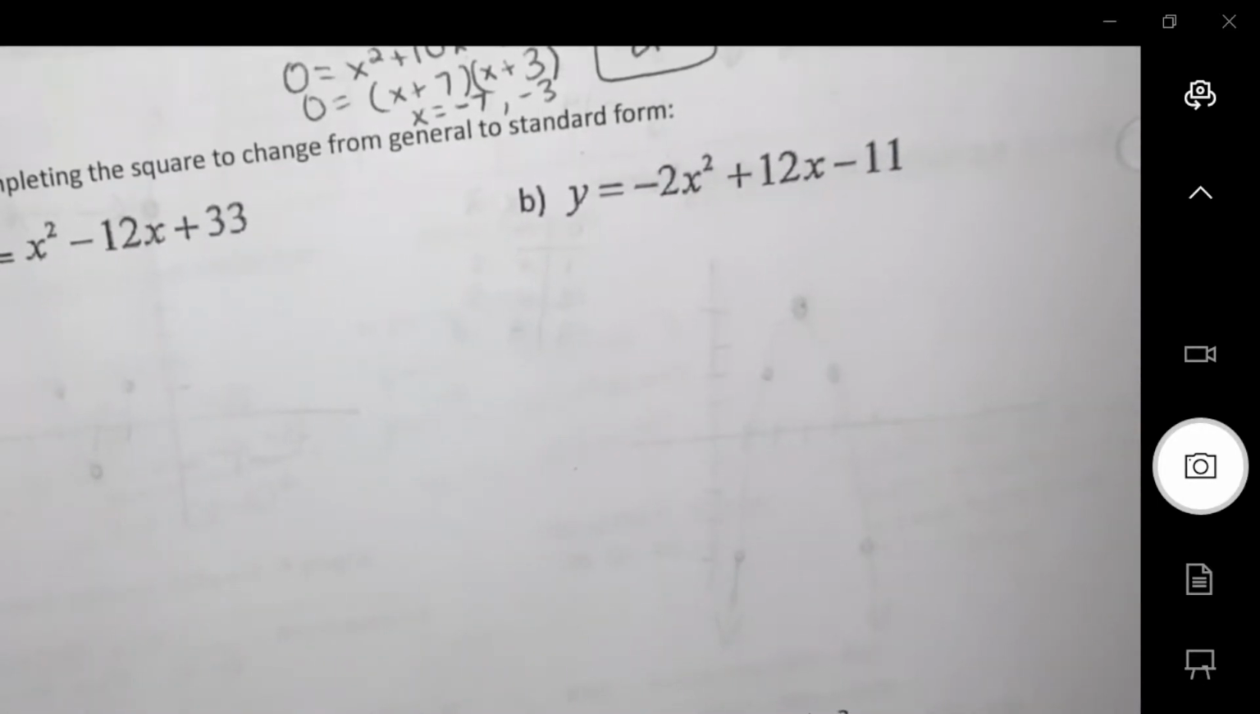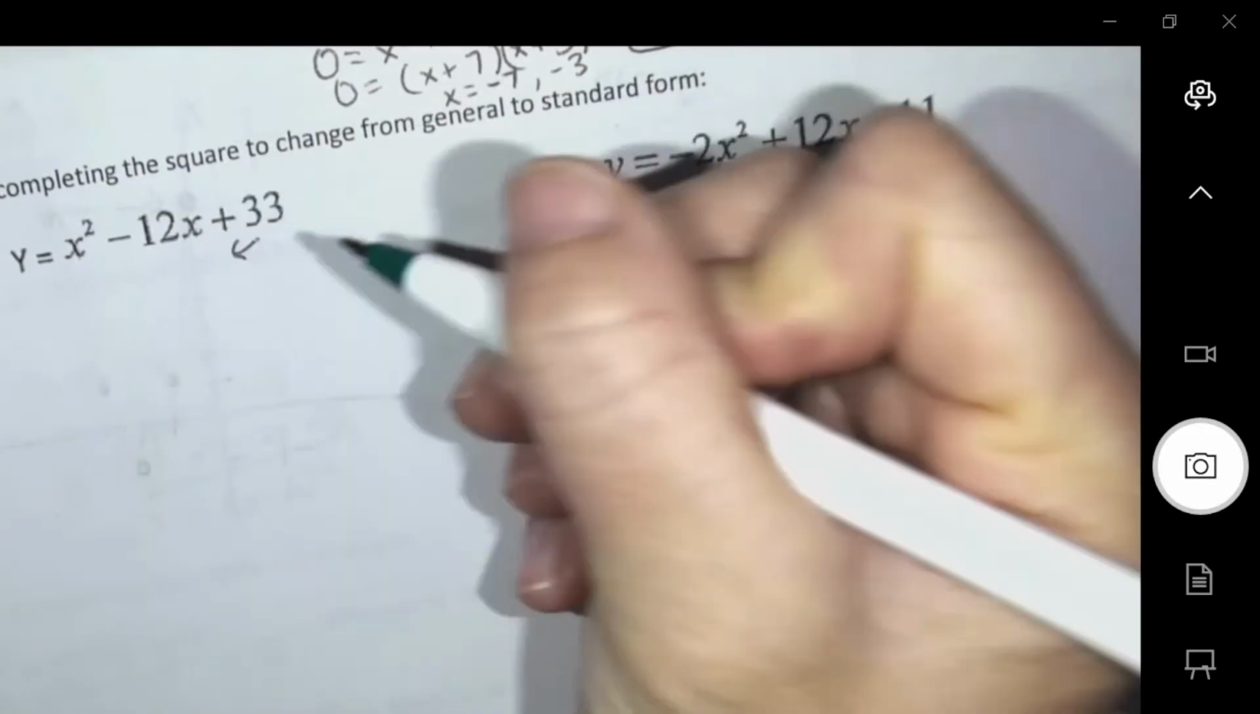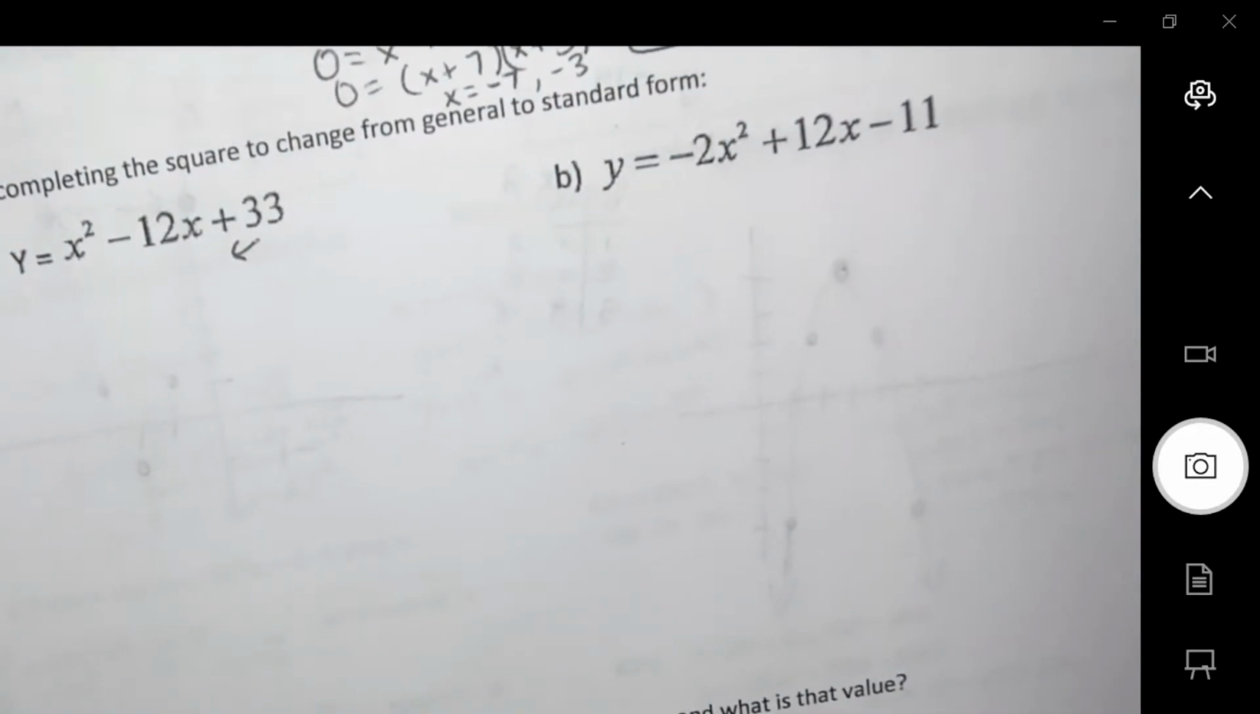Okay, complete the square. Okay, step 1. Move the number away.